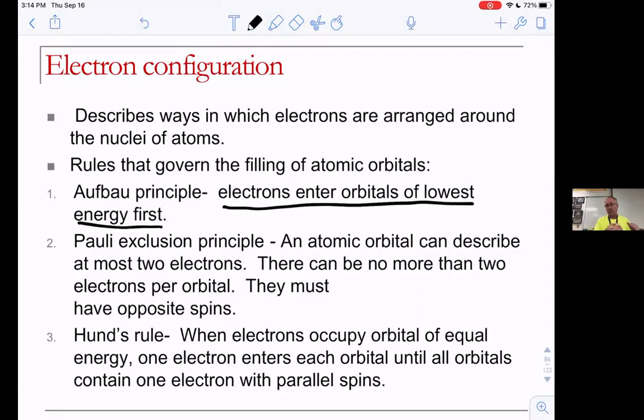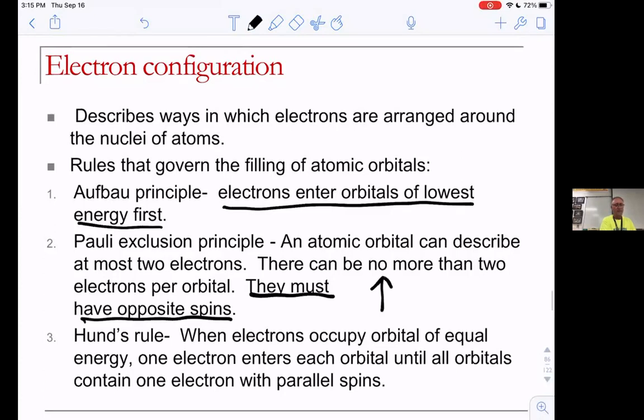There will be a few that go out of order, like we'll go to the 4s, and then we'll step down to the 3d. But they always go in the orbitals of lowest energy level first. That's the Aufbau principle. The Pauli exclusion principle says that an orbital only describes 2 electrons, and so you can't have more than 2 electrons per orbital. And the last thing is important, they have to have opposite spins.